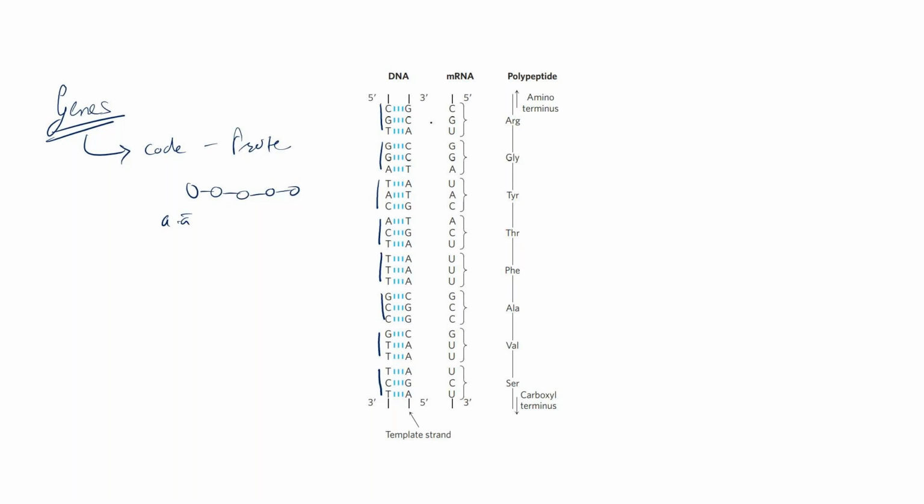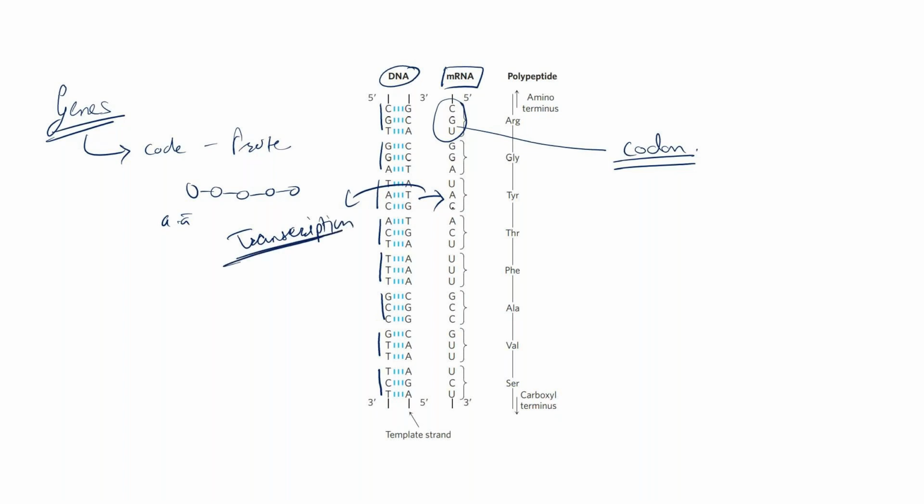Three consecutive nucleotides will give us information to add one amino acid. This group of 3 nucleotides is called a codon. So see, first there is DNA. Now the information from the DNA is converted into mRNA. This process is called transcription. Now from this transcribed RNA, the nucleotides are read in groups of three. So the group of three nucleotides is called a codon, and one codon will add one amino acid.